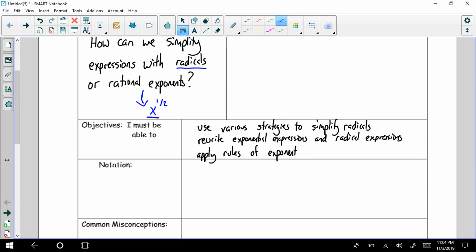rules of exponents. So remember, rules of exponents we learned in Unit 3. We'll still be applying all of those, so you might want to refer back to some of those notes, as far as like when you multiply, you add, divide, subtract, and all of that.